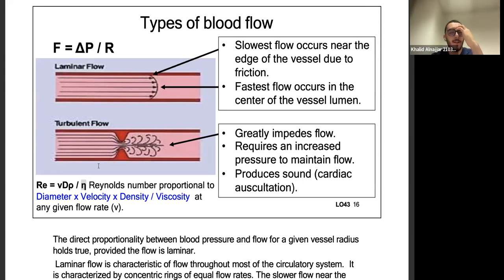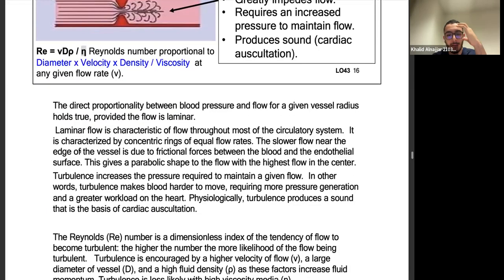If the blood looks like honey, or feels like honey, it has a very high viscosity. Meaning the Reynolds number will be less. The flow will be laminar. And if the blood is like water, it's very, very thin and it's not heavy. It's just water. There will be turbulent flow. This is basically it.